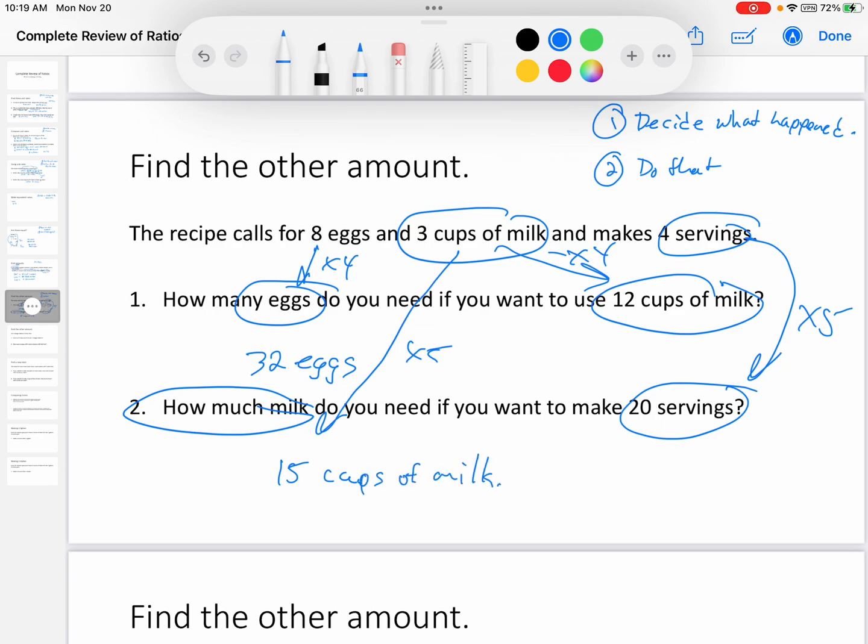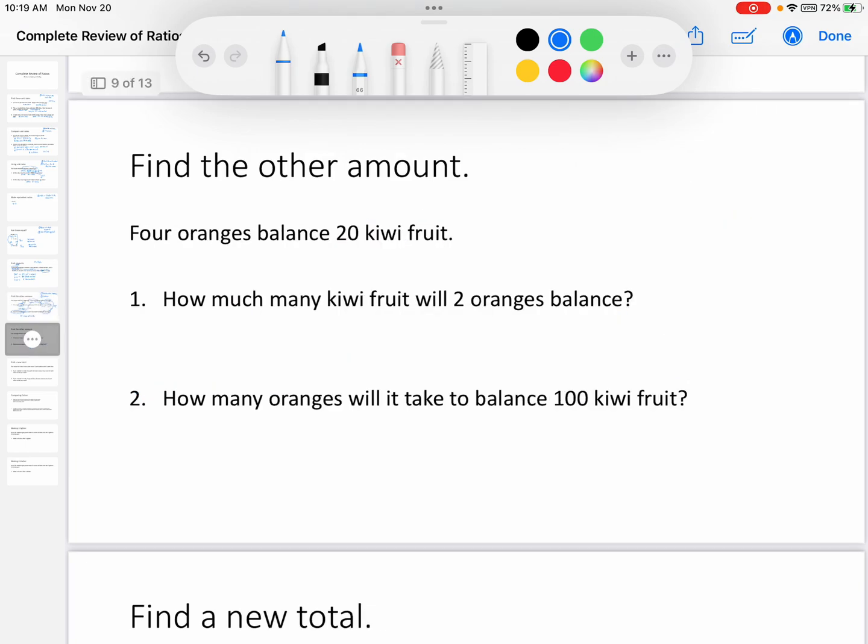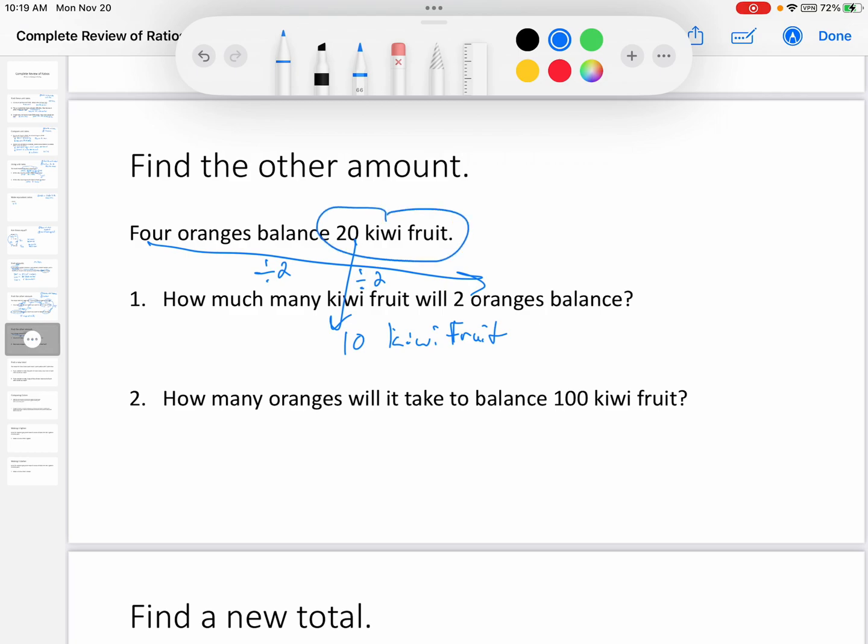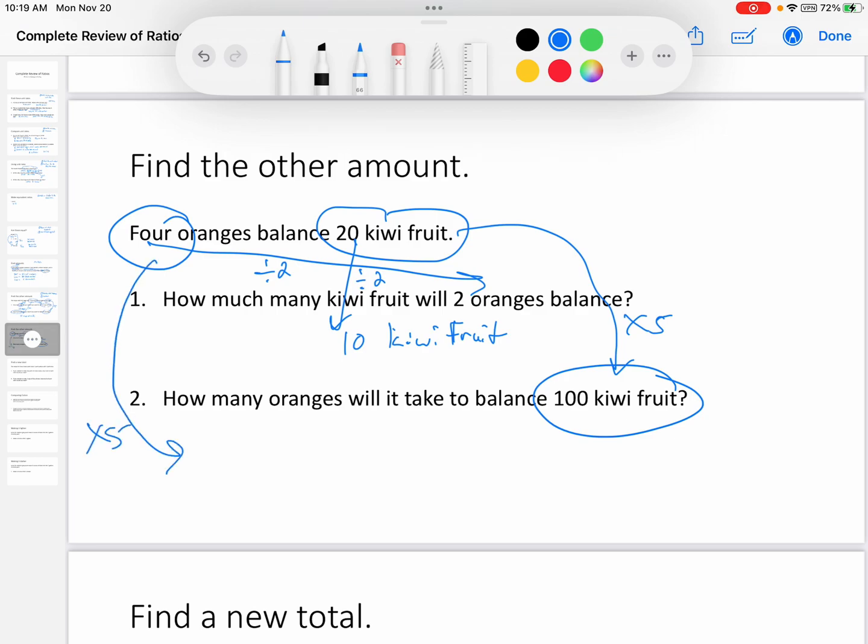Decide what happens, do that, find your answer. Find the other amount. Same thing. Decide what happens, do that, find your answer. 4 oranges to 2 oranges, divide by 2. 20 divided by 2 is 10 kiwi fruit. 20 kiwi fruit to 100 kiwi fruit is times 5. 4 times 5 is 20 oranges.